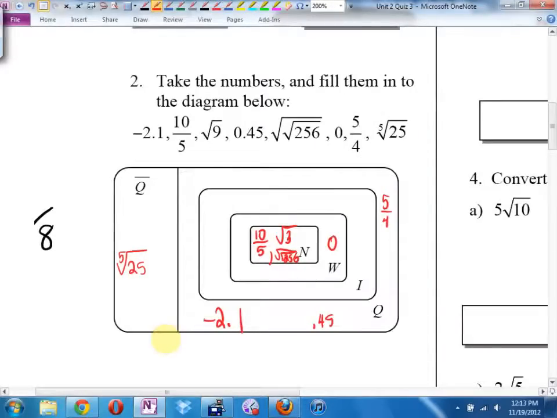True or false, there were no integers whatsoever in my list of numbers that I gave you. True or false, and convince me. Tell me why the answer is false. Yeah? No, that's not an integer, and it can't be. There are 4 integers in this diagram.